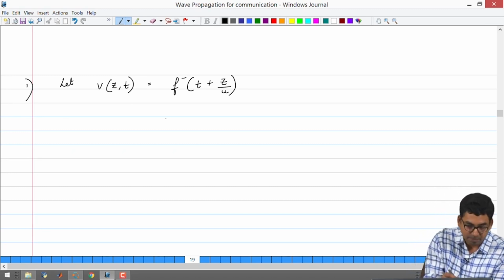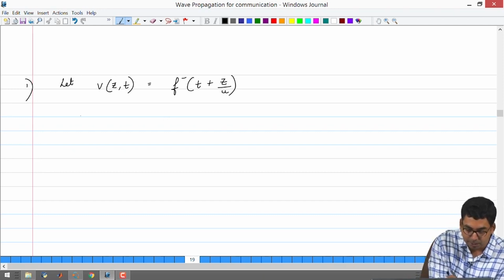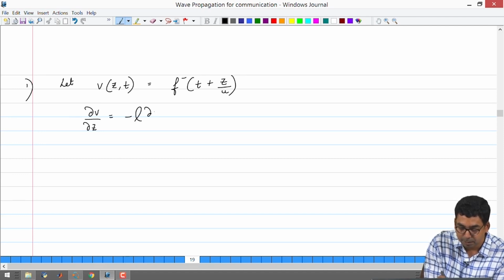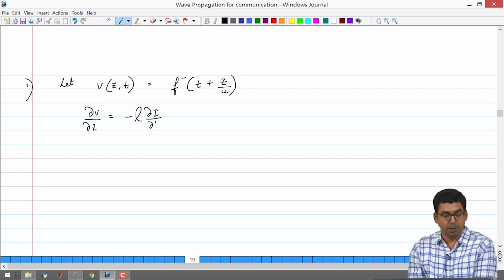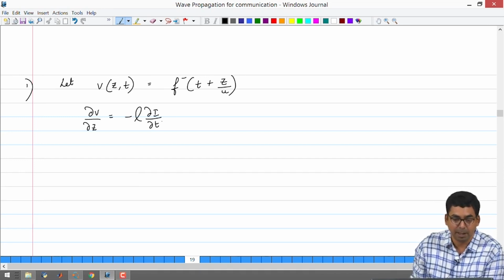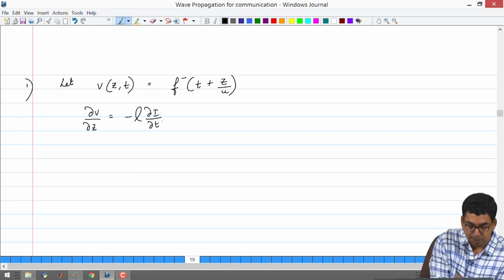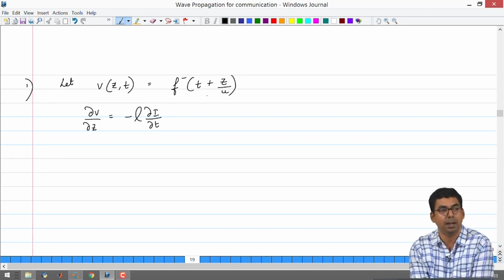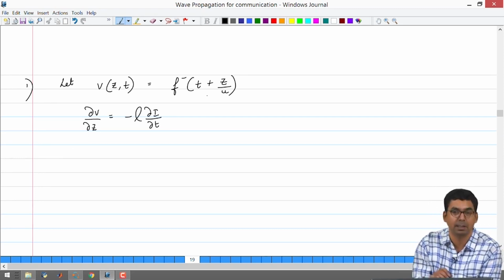We can write down the telegrapher's equation, where we have dou v by dou z is equal to minus L dou I by dou t. This is one of the telegrapher's equations. The procedure that we will follow is similar to what we had done before for proving that the general solution is valid. We can use a change of variables method. Here we have two independent variables. We will reduce that to a single independent variable, do some manipulations, and then substitute it back.